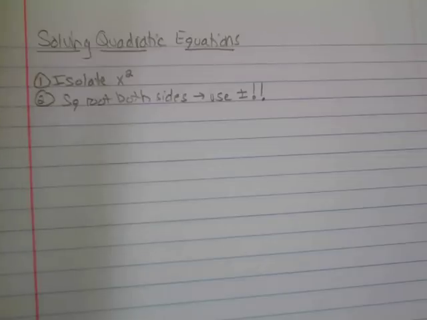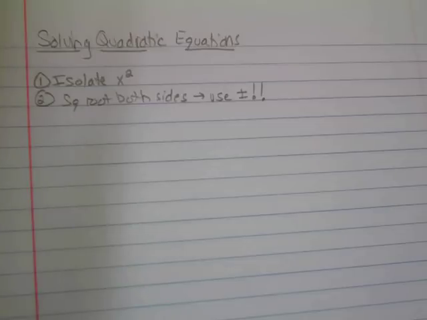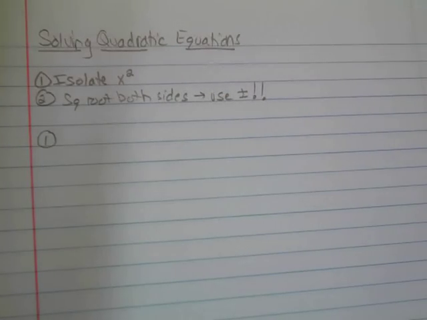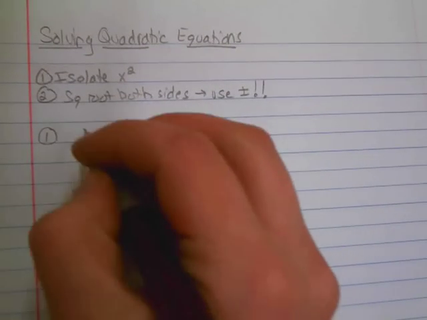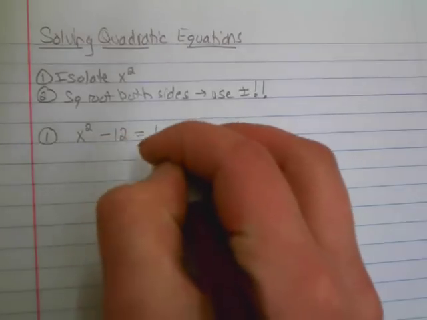Step 1 is to isolate the x squared. Once you have the x squared by itself on one side of the equation, you'll take the square root of both sides. But you have to remember that when you take the square root of both sides, you need to use a plus minus. Okay, let's look at an example to clarify a little bit. What if I have the equation x squared minus 12 is equal to 4?